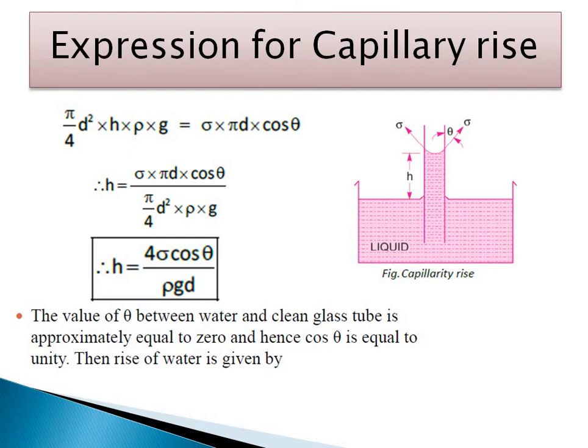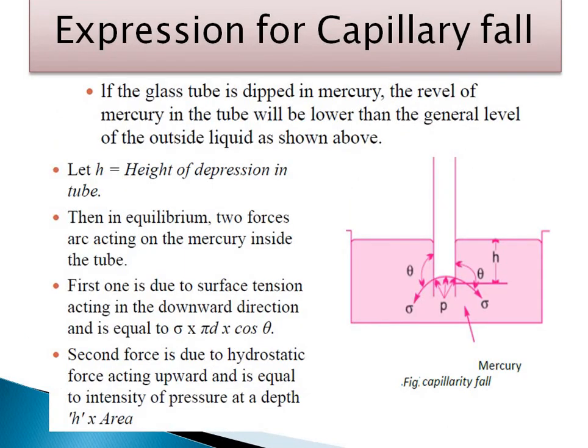So the value of theta between water and clean glass tube is approximately equal to 0, and hence cos theta is equal to unity. Then rise in water is given as h is equal to 4 sigma divided by rho g d.